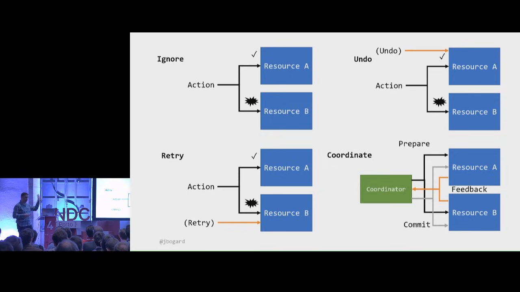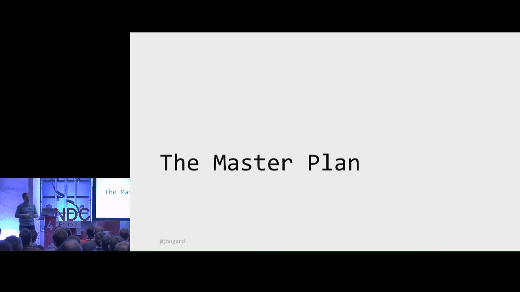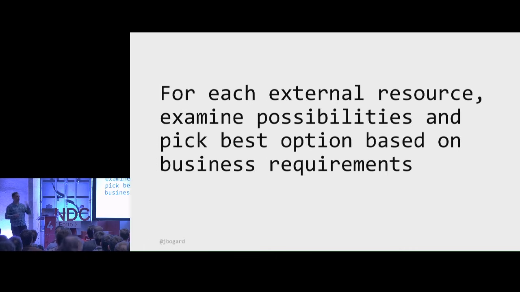So these are our 4 options dealing with failures between two different resources. Bill and I had a master plan where we take each of those external resources, examine the possibilities based on those 4 different options, and pick the best option based on what was technically feasible, as well as what was most desirable from the business perspective.